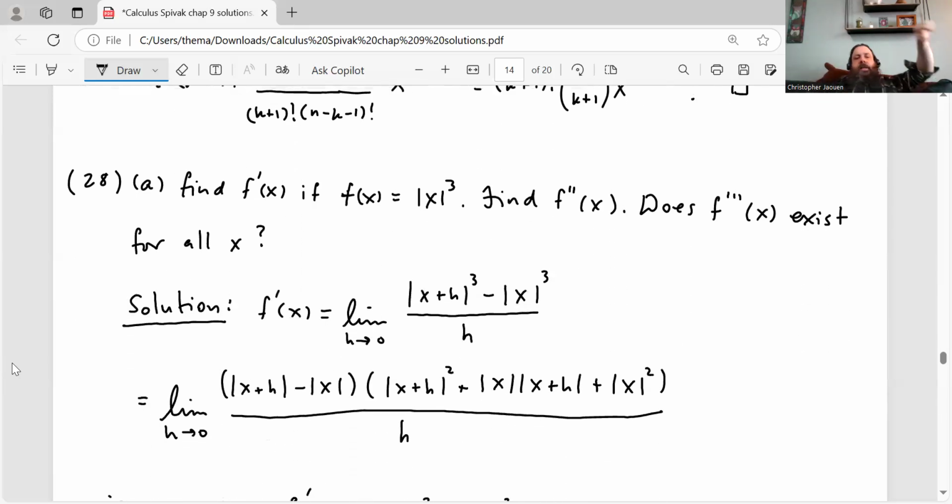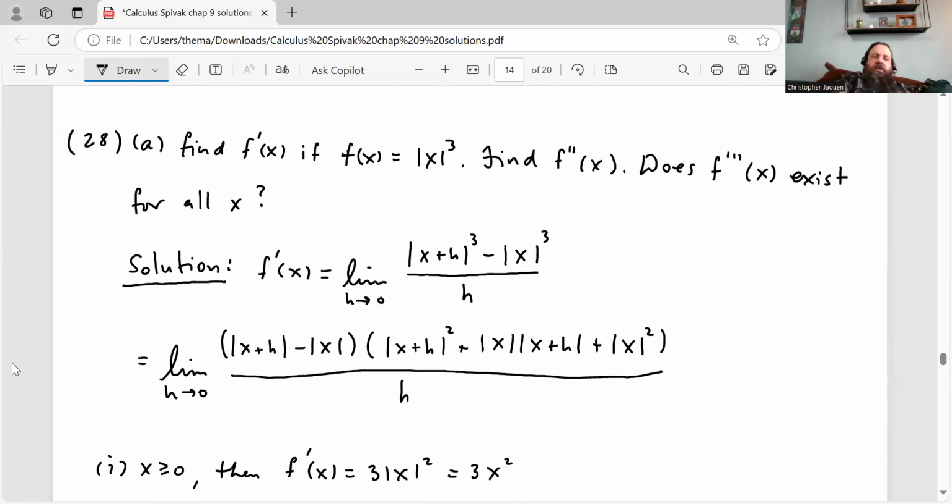All right, question 28, part A. There's only a couple more questions that I did here. Find f prime of x if f of x is the absolute value of x cubed. Find f double prime, and does f triple prime exist for all x?